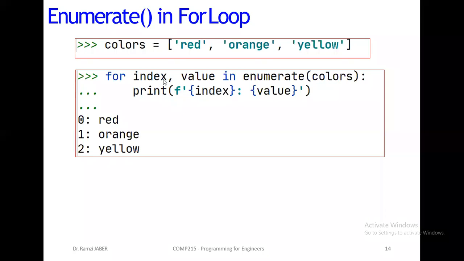So index will be the index of red, and value will be red for the first iteration. The second iteration will be 1, orange, then 2, yellow. So we can access the output of enumerate however we want via a for loop. So we can use enumerate in a for loop. Any question?